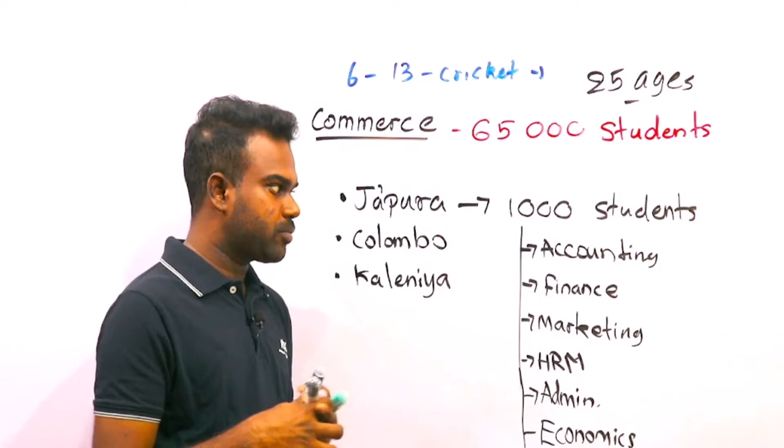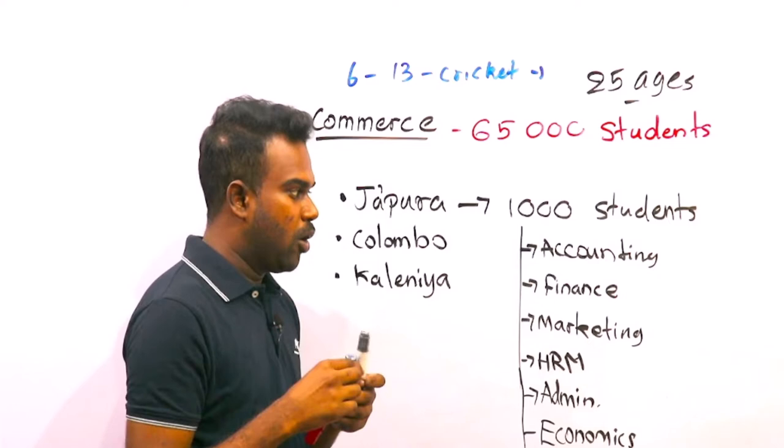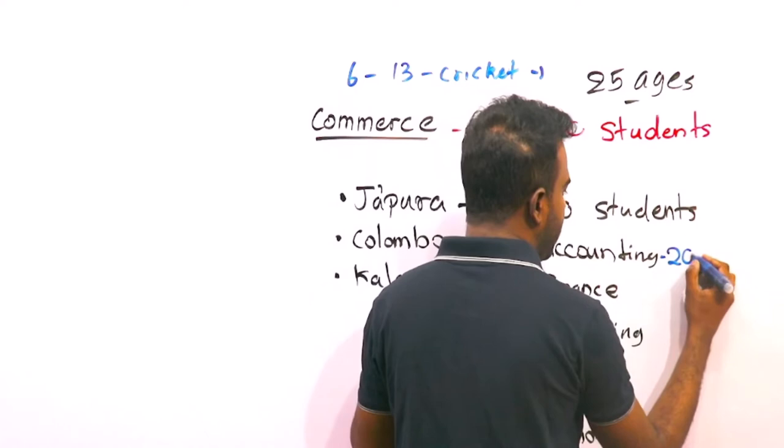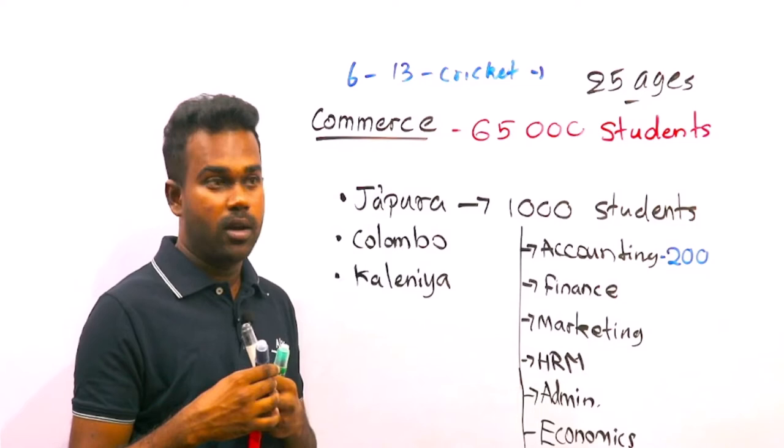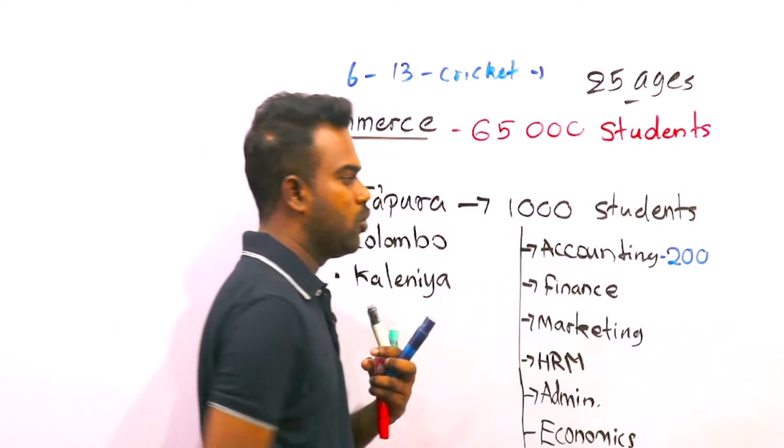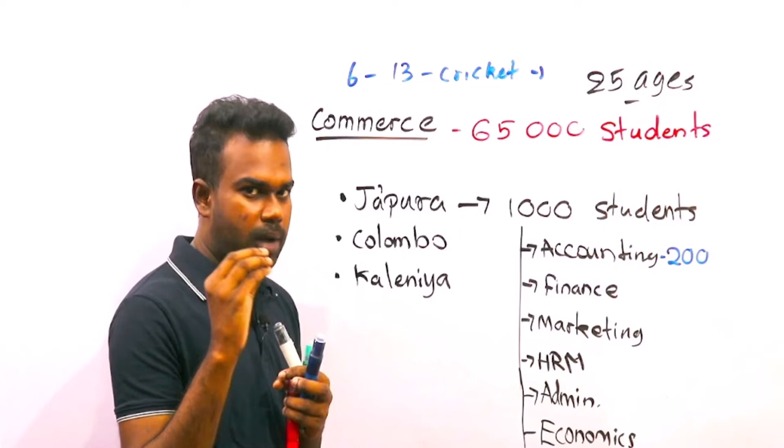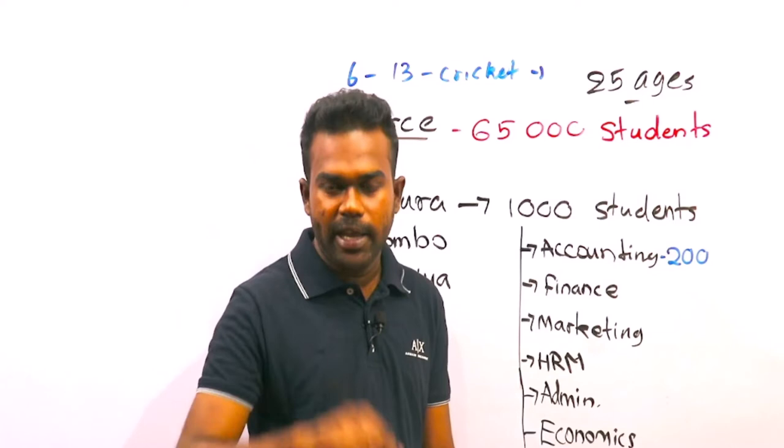Out of this 1000 all island, only 200 students are selected for the accounting degree, all over Sri Lanka. I was selected among these 200. This is selected not by island rank but by district rank. Normally, as I remember, in Kandy only 15 or 13 students are selected.